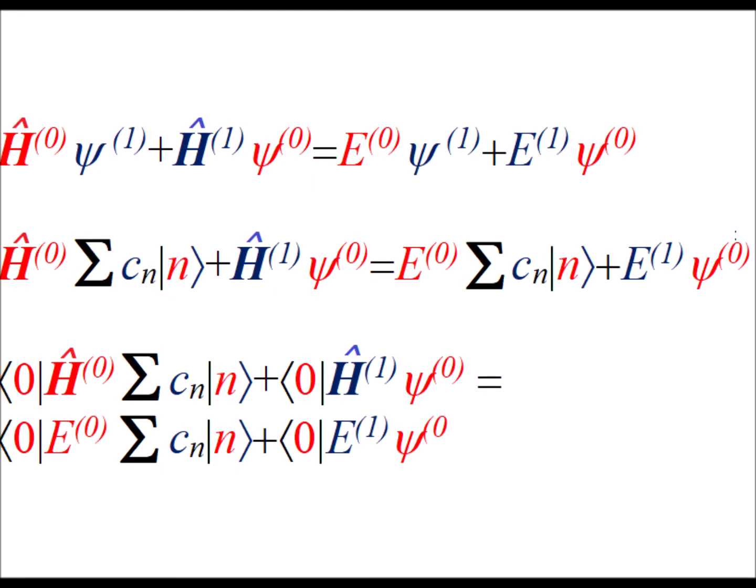In this step, we simply replace all references to psi 1 by this sigma c sub n times the ket n, which is just a linear combination of the eigenfunctions of the unperturbed Hamiltonian with coefficients c sub n.